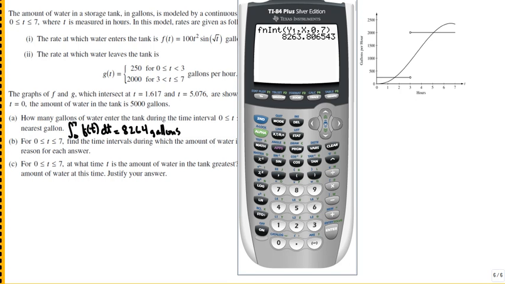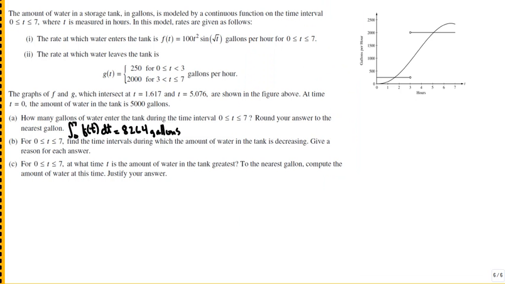Second, let's get the calculator out of the way. We want to find the intervals during which the amount of water in the tank is decreasing. If you recall from these types of problems, the amount of water in the tank will decrease when the rate at which it's entering is less than the rate at which it's leaving. From our graphs here, I highlight in green the function that gives us the rate at which water is entering, and I'll highlight in red the rate at which water is leaving.